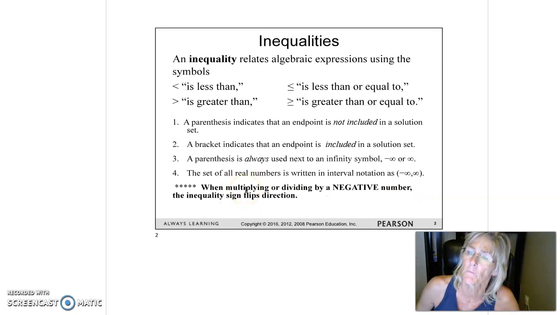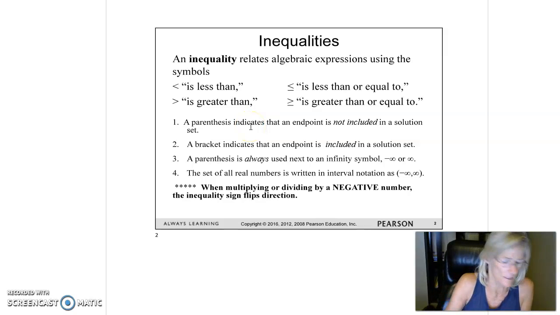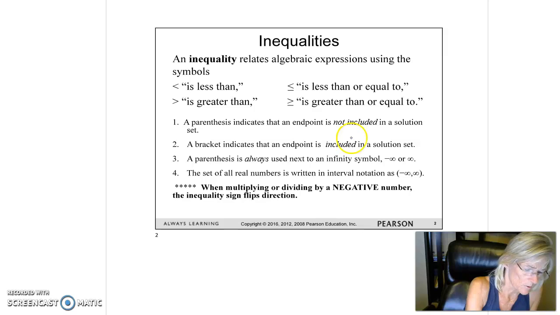An inequality relates algebraic expressions with less than, greater than, less than or equal to, or greater than or equal to. So a parenthesis indicates that an endpoint is not included. So we're going to use a parenthesis. You might have learned instead of parenthesis we would use an open circle. We're not going to use that anymore. A bracket or a square parenthesis is when the endpoint is included in the solution.